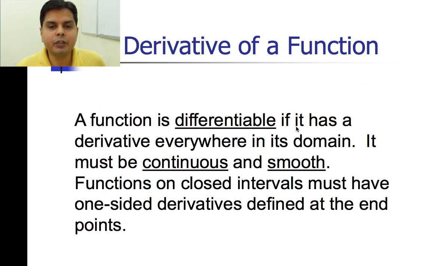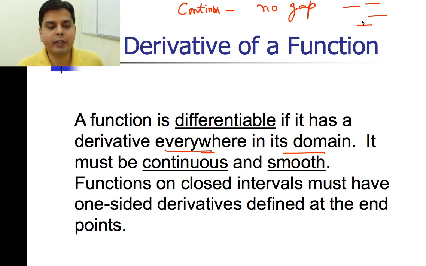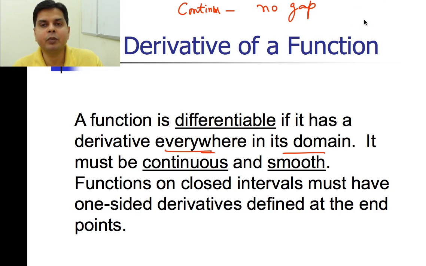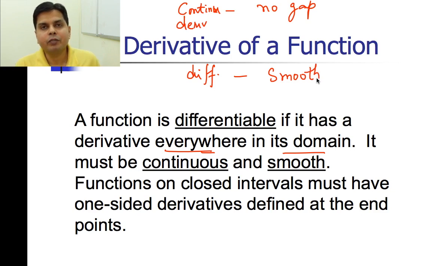Now a function is differentiable if it has a derivative everywhere in its domain. For a function to be differentiable, it must be continuous and smooth. What does continuity mean? Continuity means that your function has no gap, that is, there is no breakpoint. So nothing like this or this. Your function should not have any breakpoint or any gap. When I say the function is differentiable, I mean that the function should be smooth. So what kind of functions will not have a derivative? I will show you.